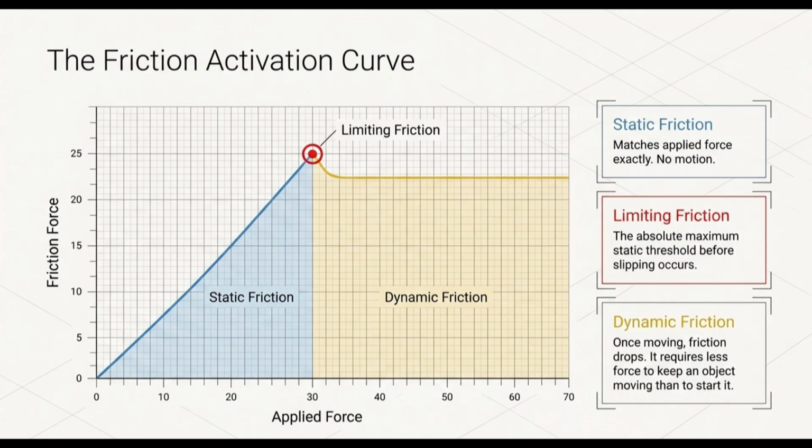This explains why pushing a heavy object is hardest at the beginning. Later on it is much smoother. So what is static friction here? It matches the applied force exactly. There won't be any motion. Then what is the limiting friction? The absolute maximum static threshold before slipping occurs. And what is dynamic friction? Once moving, friction drops. It requires less force to keep an object moving than to start. For example, moving an object at the beginning will be difficult, but once it starts moving, it will be much easier compared to the initial friction.